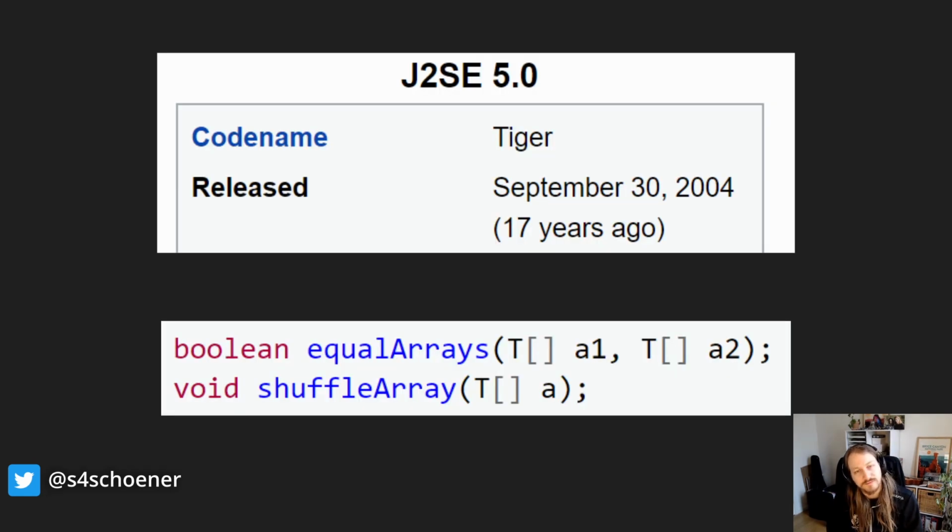In 2004, Java 5, Java Standard Edition 5, otherwise known as Java 1.5, was released, codenamed Tiger. It must have been a really dangerous release, apparently. And this was the first time that Java programmers could write code like this down here, with generic types. It was the Java release that introduced generic types into the language.